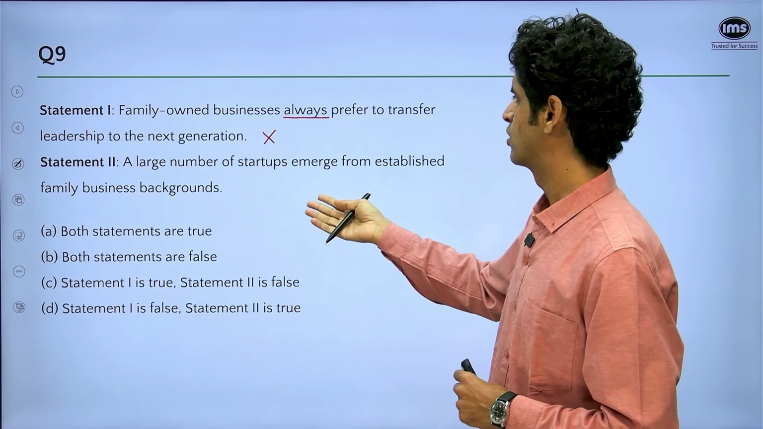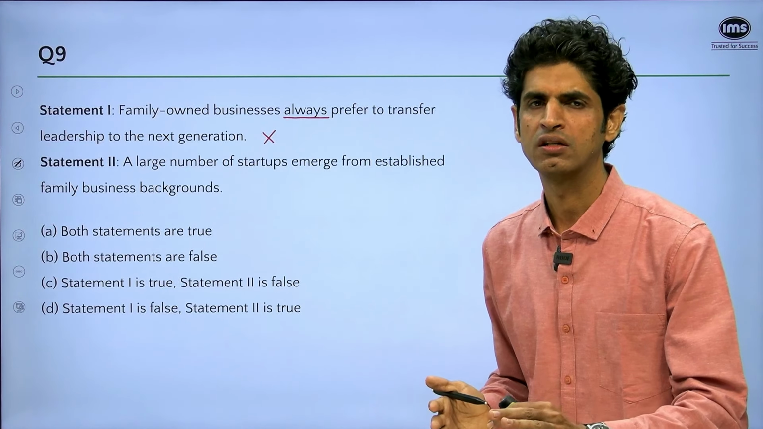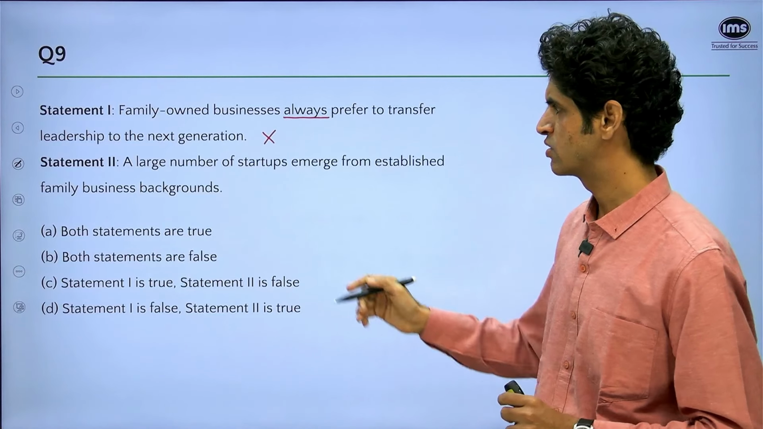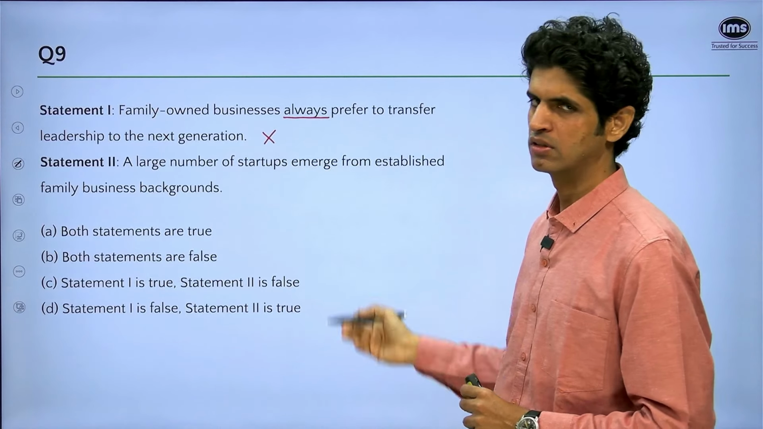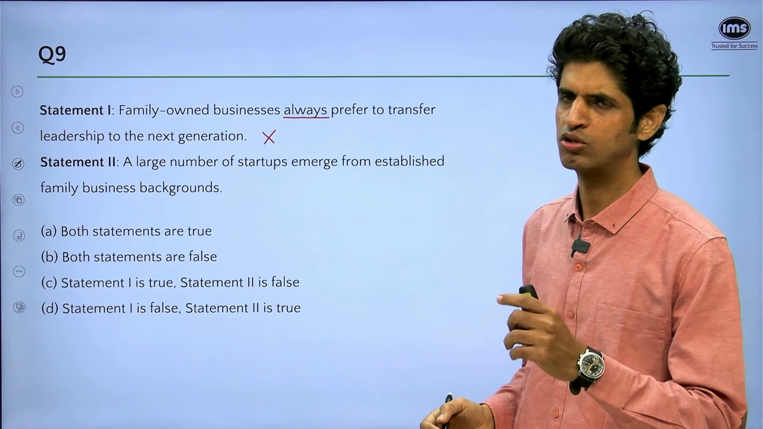A large number of startups emerge from established family business backgrounds. Don't get too emotional about this. This is not saying all startups. This is saying a good number of, and that's true. A large number of startups do come from people who have well-established family backgrounds, business backgrounds. And that's true because it is easier for them to start new businesses. So this is going to work. It's a large number, not all. Had it said all, we would have said no. So the second one is a yes. The first one is a no.